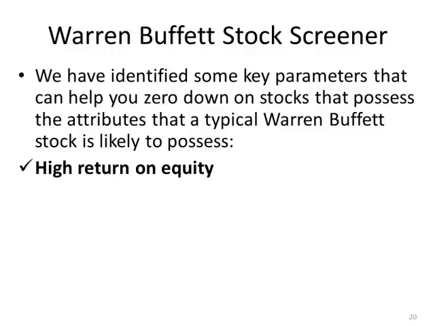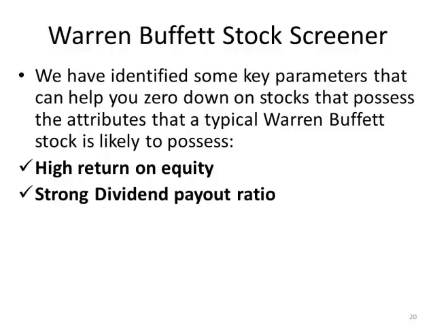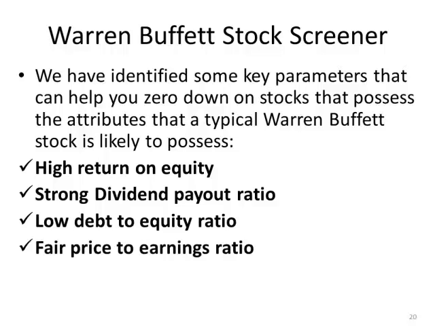The first one is high return on equity. This is a signal that the company has a very high return, perhaps it has an economic moat as well. Then we're looking at a strong dividend payout ratio, since companies are able to pay large dividends because they have strong earnings. We're looking for a low debt to equity ratio. We've talked about how highly indebted companies are significantly more risky than low debt companies. And finally, a fair price to earnings ratio. We want a stock that has a strong economic moat and these great attributes, which also has a fair price. That's the fair price to earnings ratio.